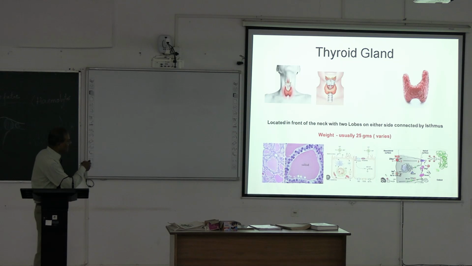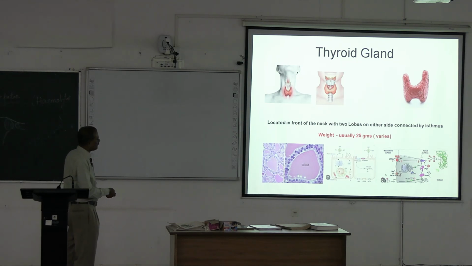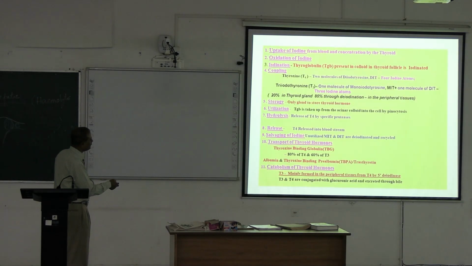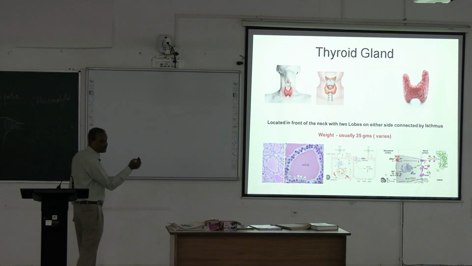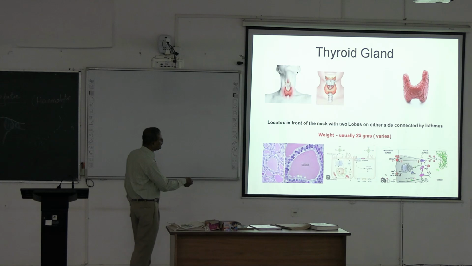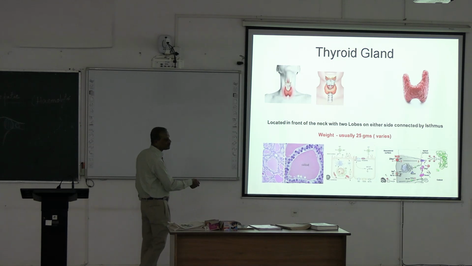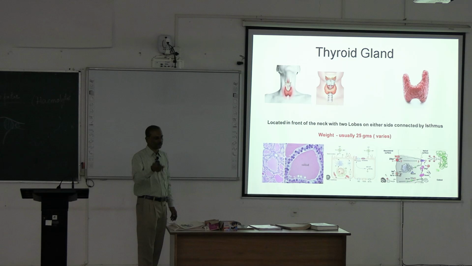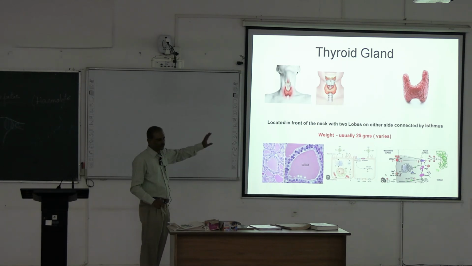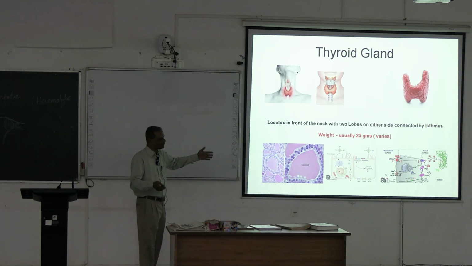So the thyroid gland is located in front of the neck, as you have seen from the video itself. If you dissect it, just like the hepatic lobule, its weight normally is 25 grams, but it varies from individual to individual, because you know the size of an individual is quite variable. Somebody is 4 feet 10 inches, 5 feet 5 inches, 6 feet, like that. So their thyroid gland weight will also be different, and the body weight also.